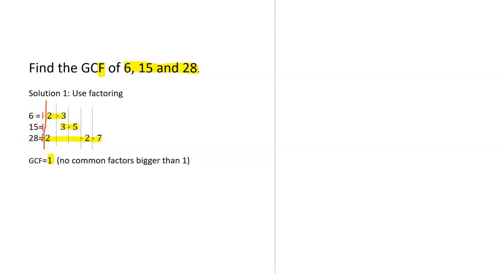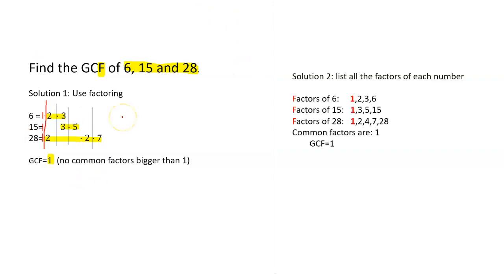So when we use the prime factorization method, and if you cannot find a prime number as an answer, then by default, the answer is going to be 1. Again, it's because 1 can go into any number. If you are using the listing method, you can see I list all numbers that can go into 6, all the numbers that can go into 15, all the numbers that can go into 28, and you can see 1 is a common one.